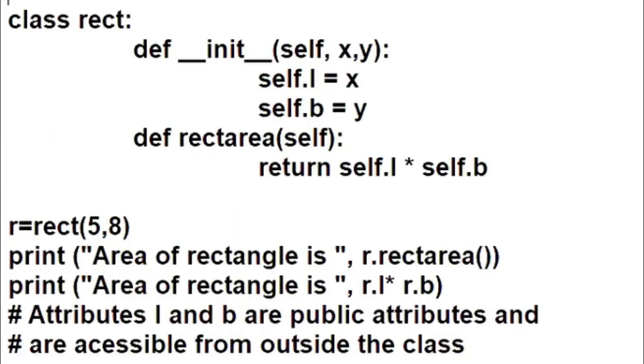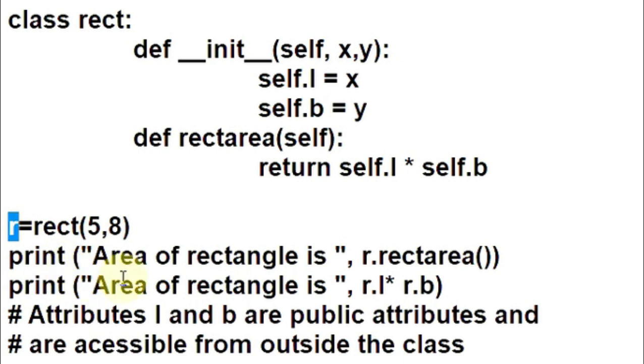This is a usual program of calculating the area of a rectangle. Let us start from the main function. You have defined an object R of rect class, and while defining an object, you are passing 2 arguments, 5 and 8. By looking at these arguments, the Python compiler will realize that there has to be a parameterized constructor in the rect class. Control will jump to the parameterized constructor. These arguments 5 and 8 will be assigned to the x and y parameters, and from x and y parameters, these values will be assigned to L and B attributes. And these L and B are instance attributes, the public attributes of the R object which is created.